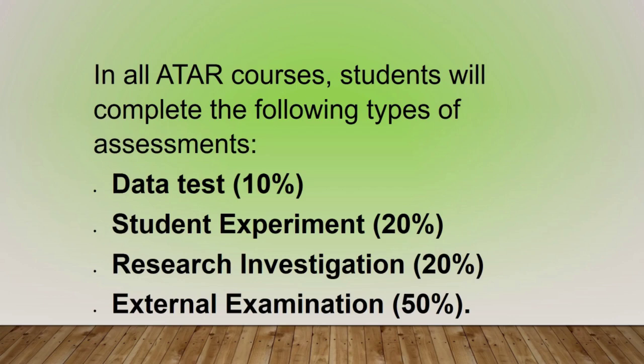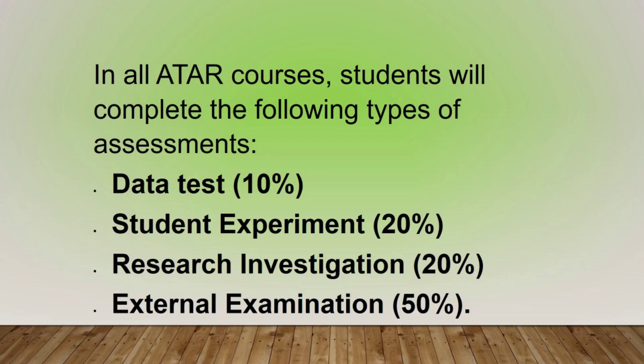Now, when we think about these ATA courses, these ATA courses are really demanding, and I would urge you to think really carefully about your subject selection. Why I say that is because of the different types of assessment we have in senior. If you're looking at your ATA course, there's a data test which accounts for 10% of your mark, a student experiment that accounts for 20%, a research investigation accounting for another 20%, and then at the end of the year we have an exam that brings in 50% of your mark. So as you can see here, 50% of your mark comes from internal assessment, and then the last one is an external exam that is in grade 12. That's not even written at school. It's written by QCAA, and they administer and mark that item.